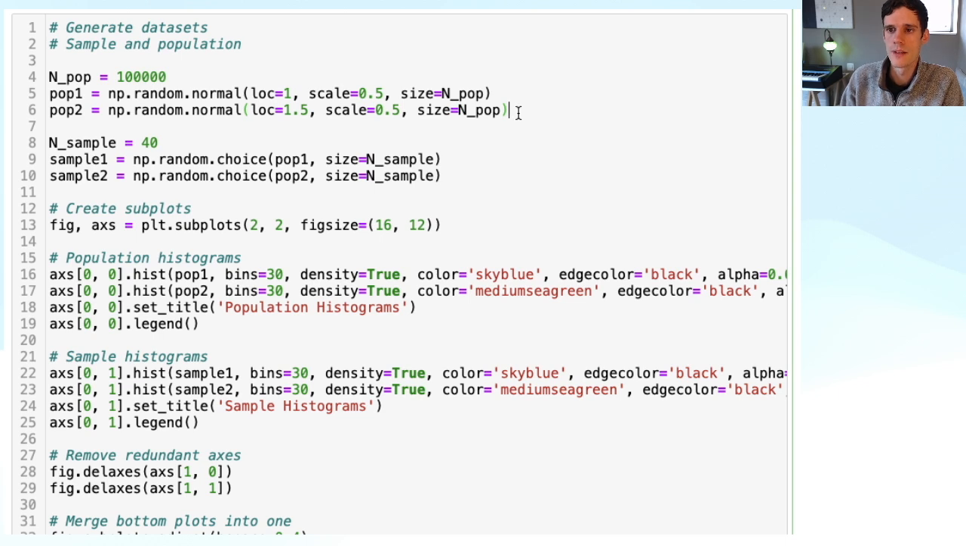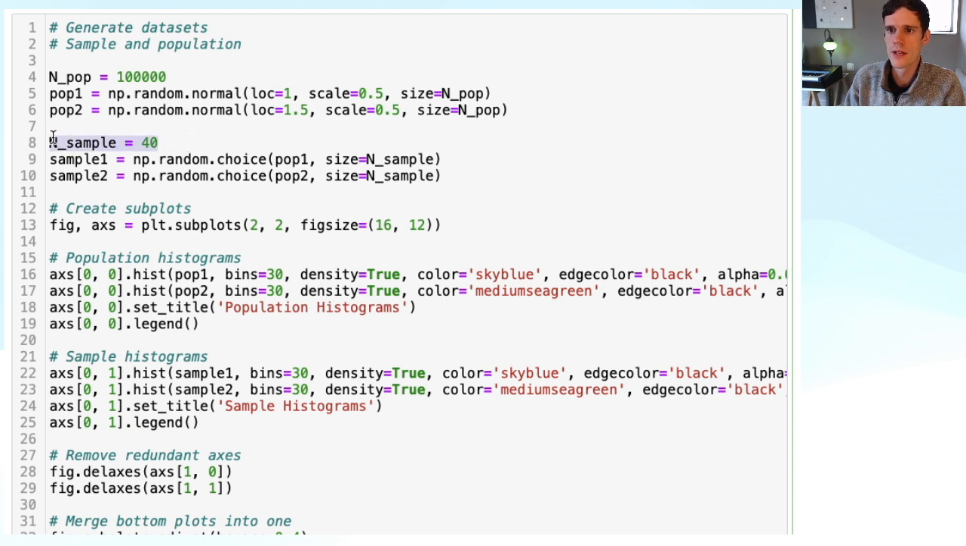Here, however, they are accessible because we have generated them ourselves. So how can we now use these generated populations to simulate the real-life scenario for a data scientist, where we only have access to a sample dataset? Well, this can be done very straightforwardly by literally sampling the population.